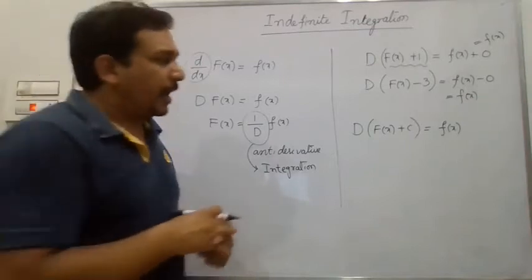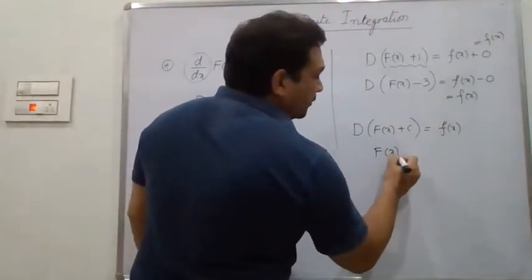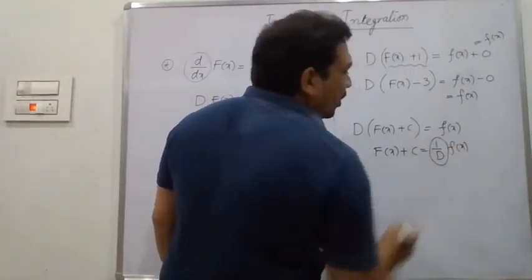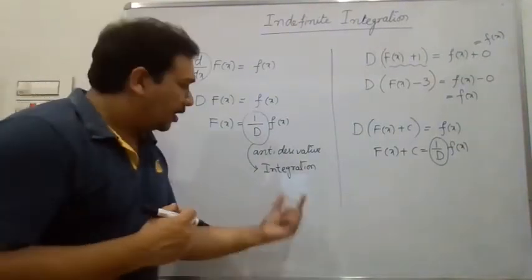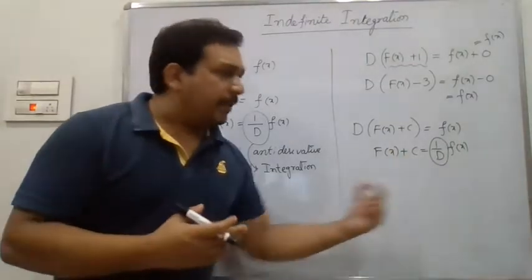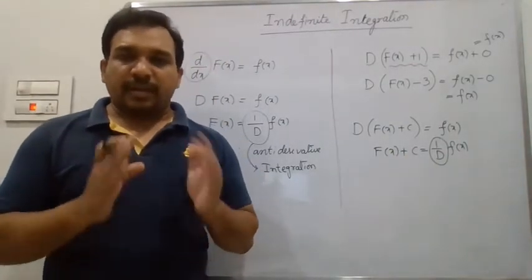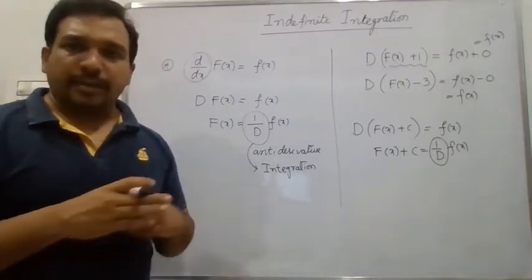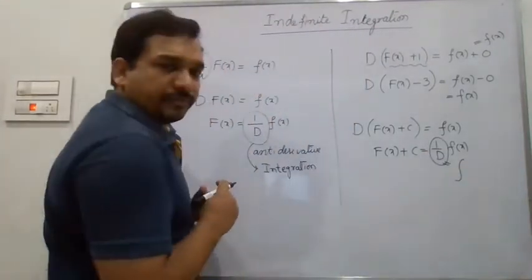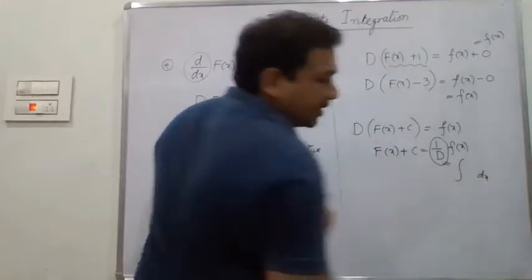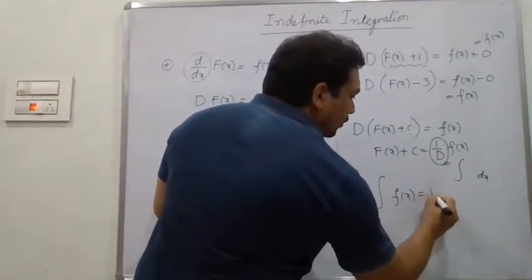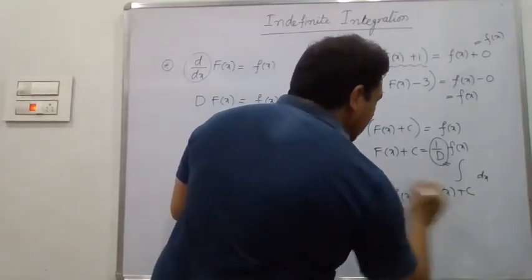Now from here I'll go for the antiderivative. F of x plus c is equal to 1 by d into small f of x, where this 1 by d can be called integration. So we are giving a symbol for integration. Every time I will not write antiderivative, I can't write. So that's why I am giving a special symbol for this antiderivative, that is the integral symbol. Instead of 1 by d, I'll write the integral sign, function, dx. Clear? So write it as integral of f of x dx is equal to capital F of x plus c.